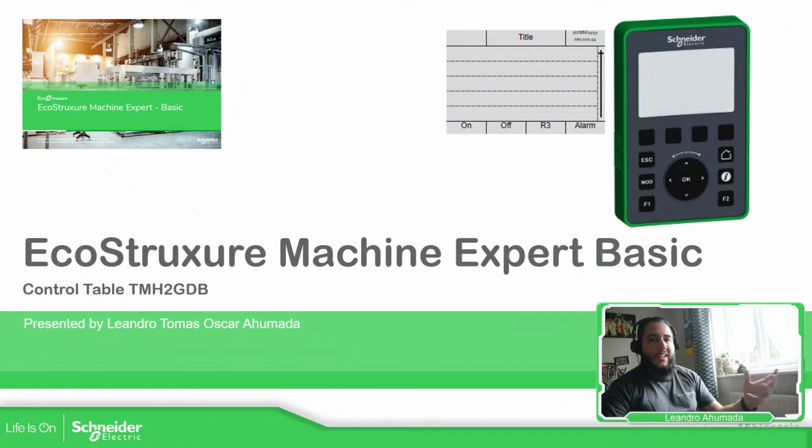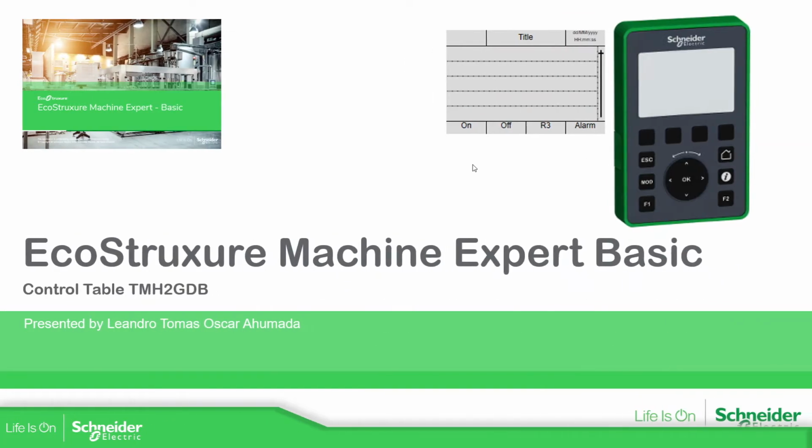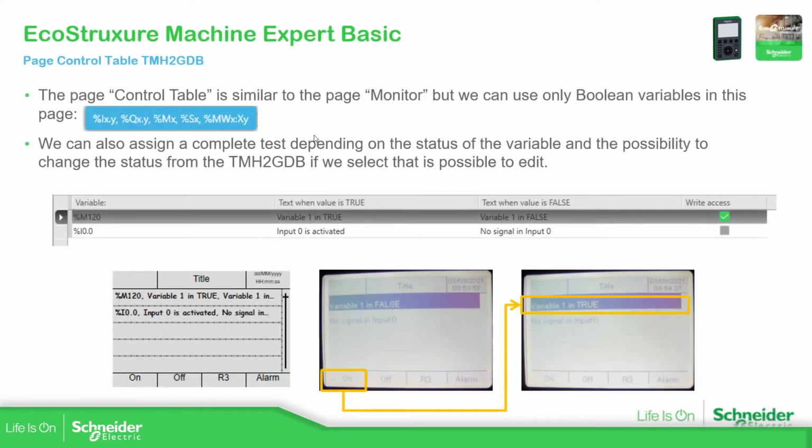This control table is similar to the monitor table that we have seen, but instead of showing the name of the variable and the value, we can specify that if the value of the variable is true, we can indicate one text, and if it's false, we can indicate another text. If we continue with this part of the presentation, we can see this clearly. It uses Boolean variables, compared with the monitor that we saw in the past. The control table shows only Boolean variables, and depending on the state, if it's false, it shows one text, and if it's true, it shows another text.